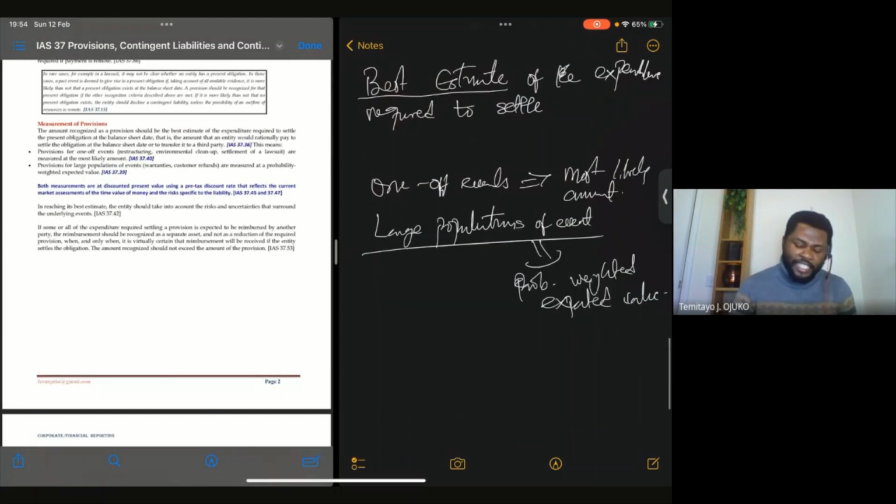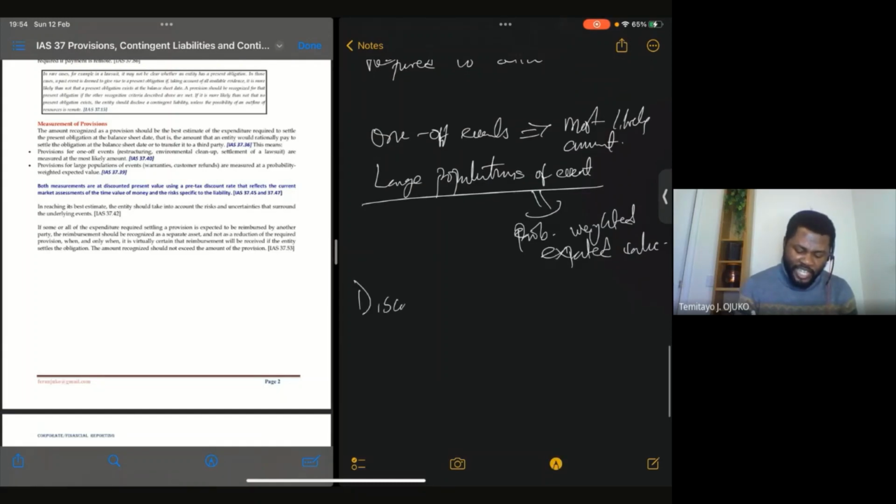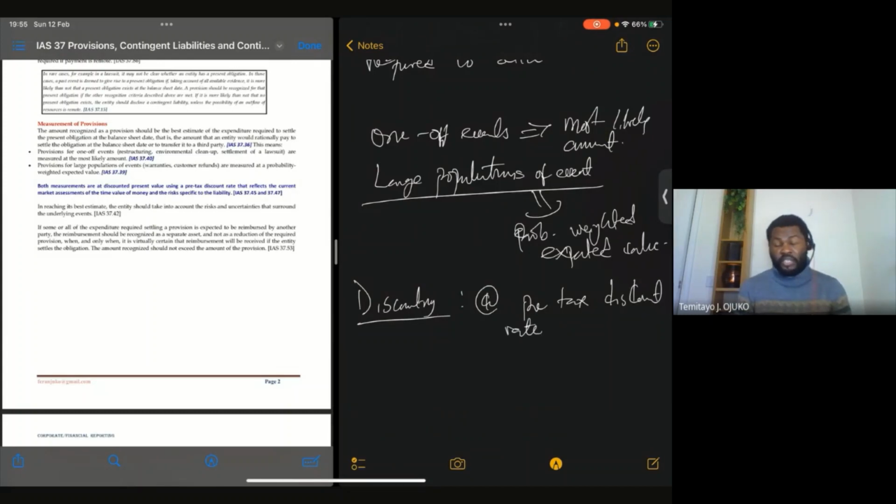Now, discounting. It is also important that you know that measurement of provision should be discounted at a pre-tax discount rate. Please let's take note of that.